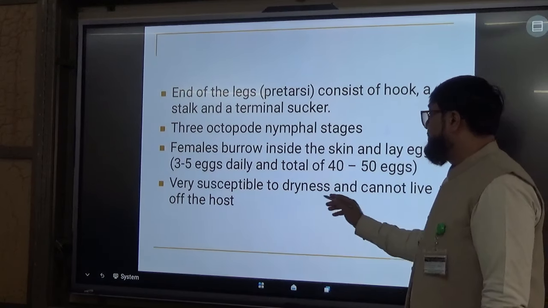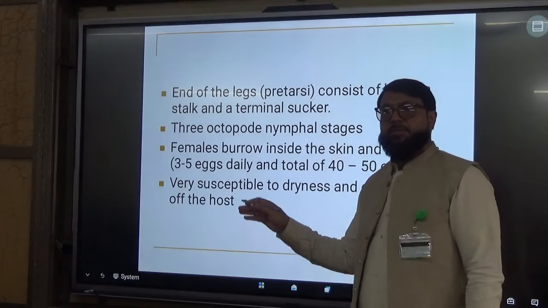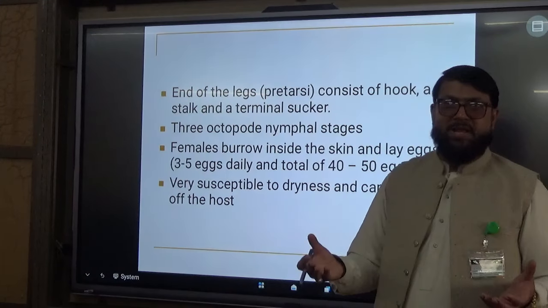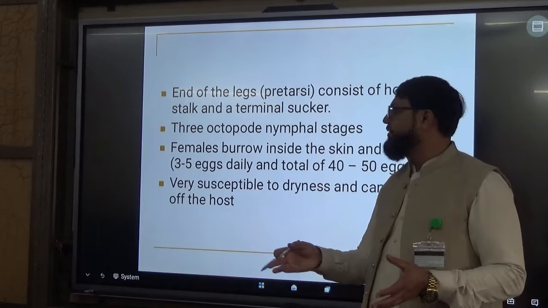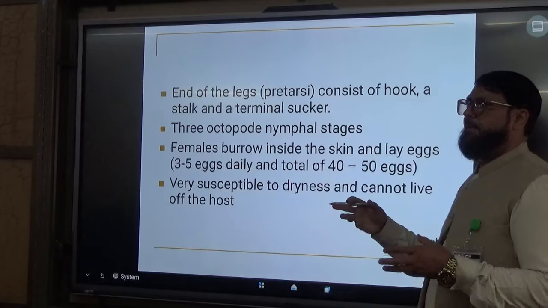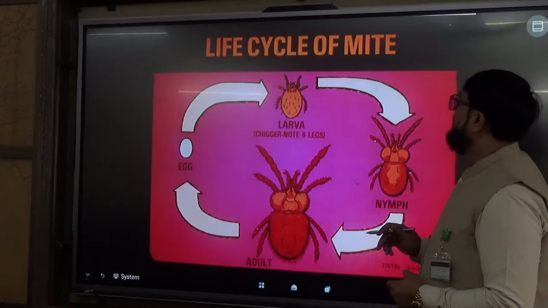They are very susceptible to dryness and cannot live off the host. So if they try to go off the host, due to dryness or adverse environmental conditions, they will die off. So they need moist and humid environmental conditions for their survivability on the body.